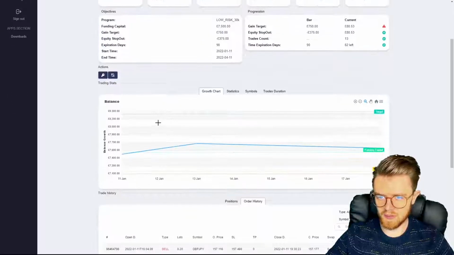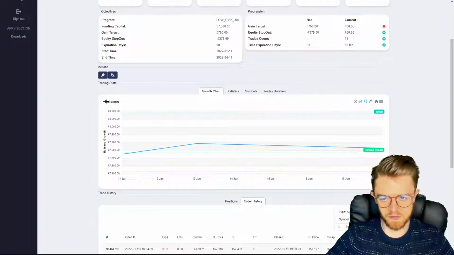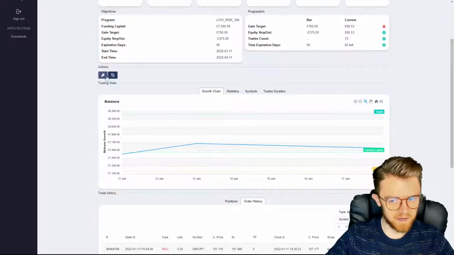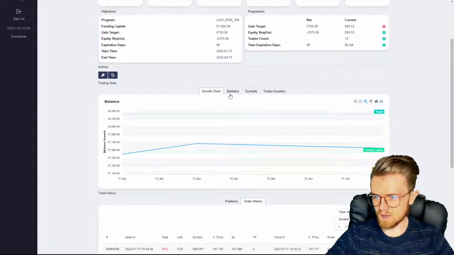So moving down, then we have our actions. So you can actually get the login details for the MetaTrader and other little bits of info. We have growth chart.